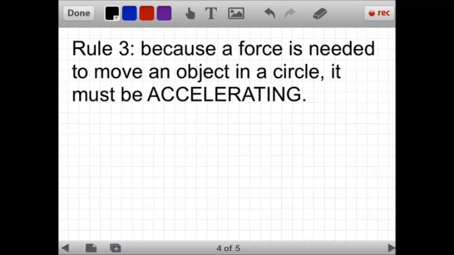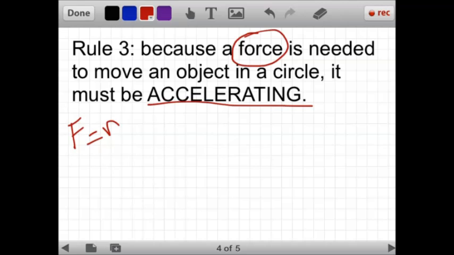Rule number 3, because a force is needed to move an object in a circle, it must be accelerating, right? If you have a force, you have to have an acceleration. Newton's second law, F equals ma. Right? So the object accelerates when it's moving in a circle. This can get a little tricky.